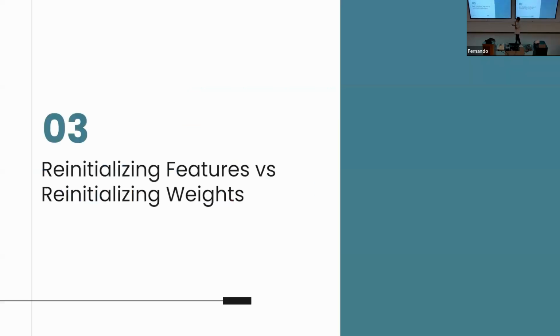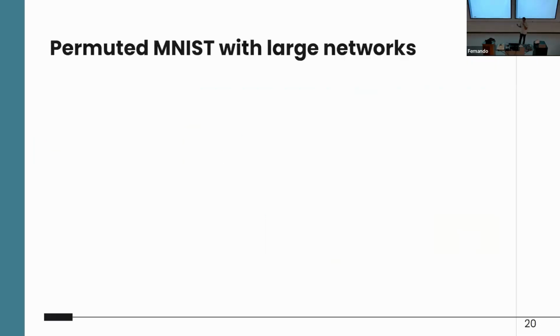All right, but now the real question, the one thing that we really want to know: how do these two different algorithms or these two different ideas compare to each other? Is it better to reinitialize features or is it better to reinitialize weights? So let's look at the performance of both continual backprop and selective weight reinitialization. First, in the permuted MNIST problem with large networks.